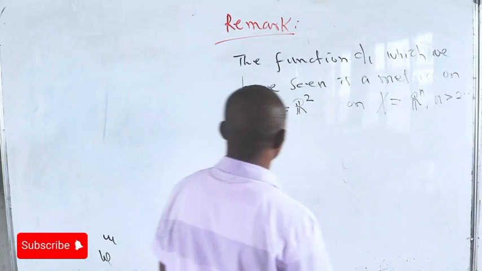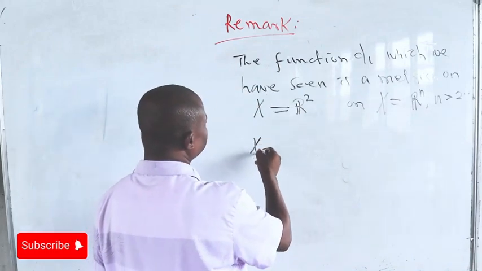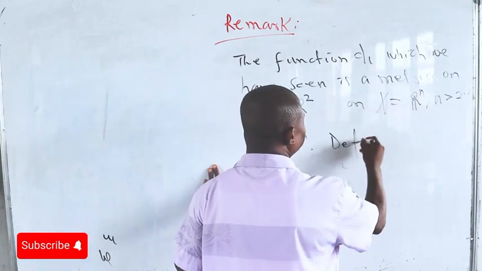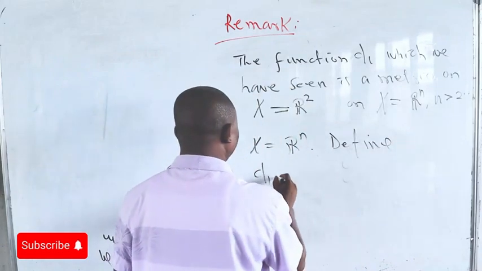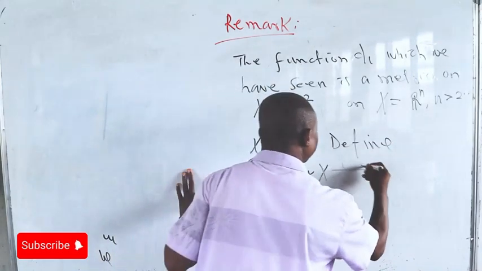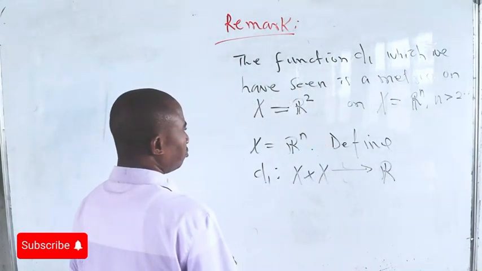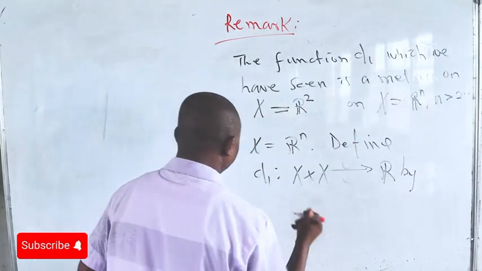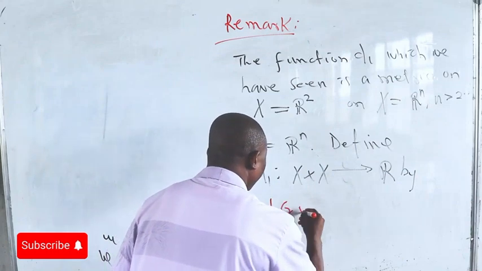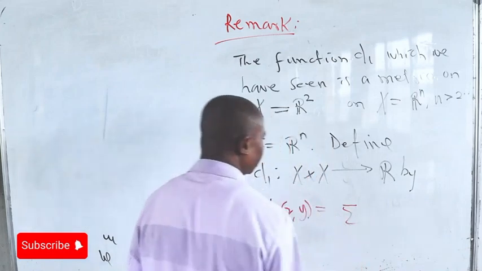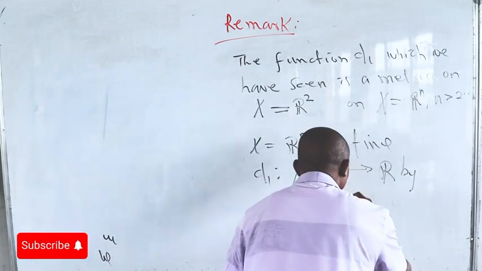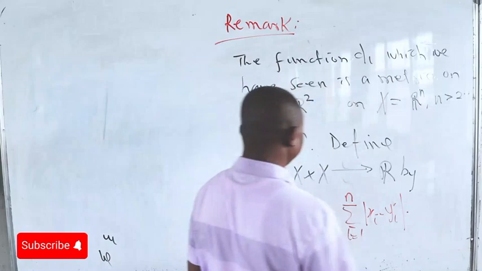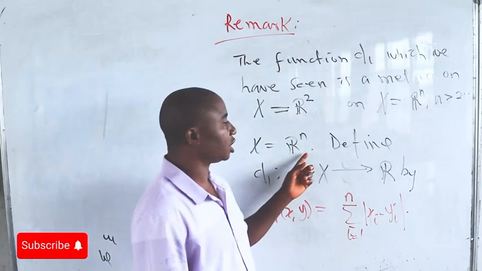So what do I mean precisely? What I mean is that if X is equal to Rn, and then we define d1 on X cross X into R by d1 of x comma y equals summation i from 1 to n, absolute value of xi minus yi. Then d1 is also a metric on Rn.